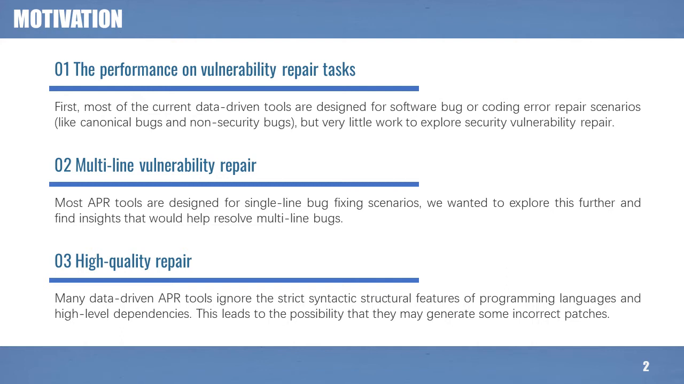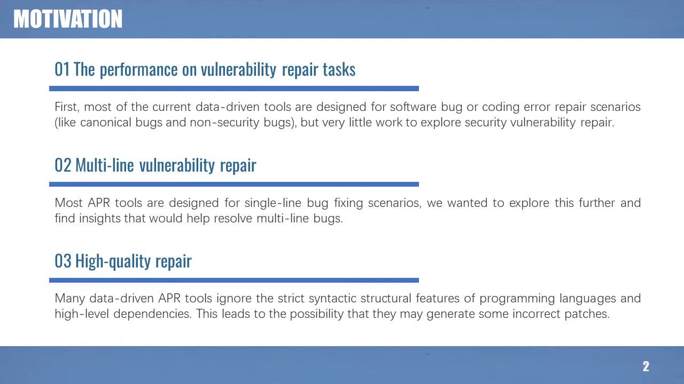The second issue is multi-line vulnerability repair. Most APR tools are designed for single-line bug fixing. However, previous research has demonstrated that multi-line bugs are more common in real-world environments. Therefore, more effort on multi-line bug repair is needed. We hope to explore further and find insights that can help solve multi-line bugs.